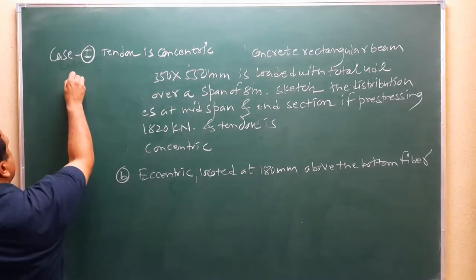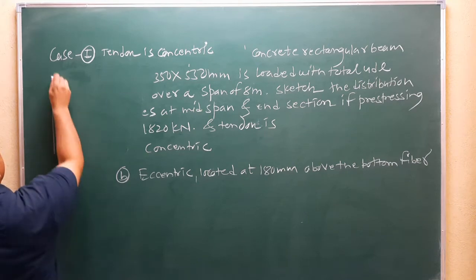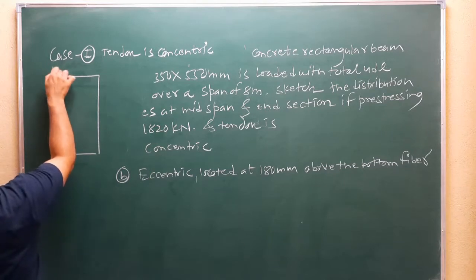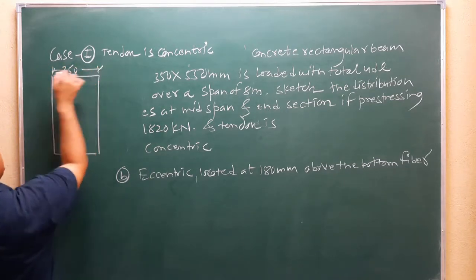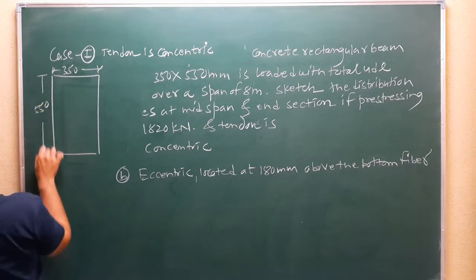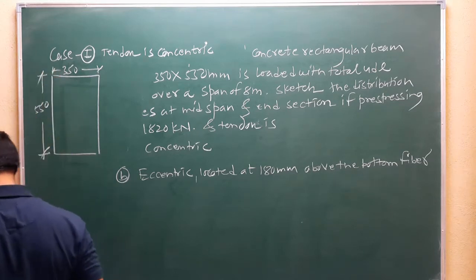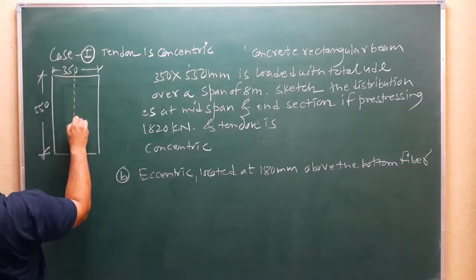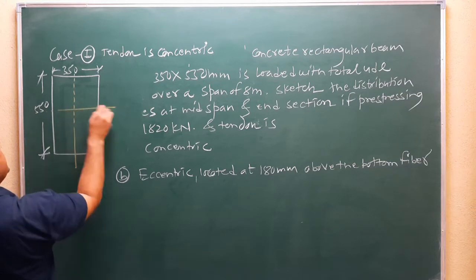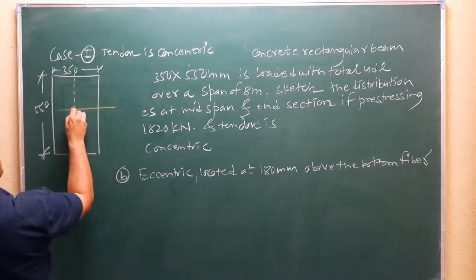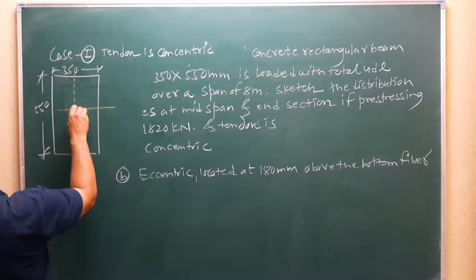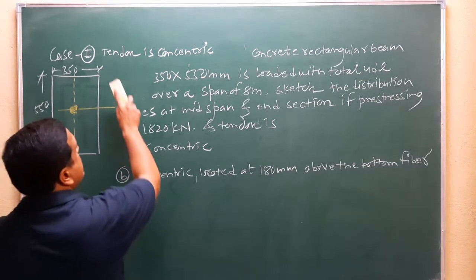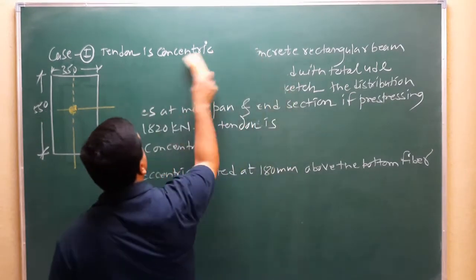Now, what is the cross section of the beam? The cross section is already given: 350 mm by 550 mm. These are the axes, this is the vertical axis, this is the horizontal axis, and this is the CG of the concrete. But the tendon is concentric, that means the tendon lies exactly on the CG of the concrete.